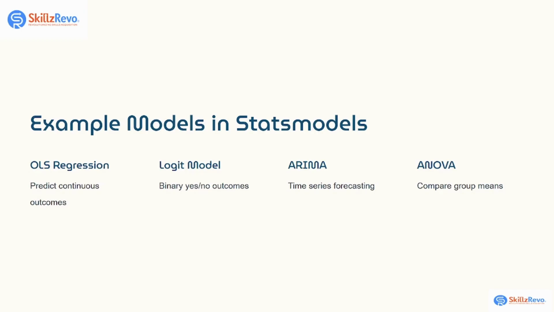Then there is analysis of variance, which is ANOVA, which helps us compare means across groups. The t-test and chi-square test are used for hypothesis testing and validating assumptions. And the best part is you don't just get results, you also get deep insight about each model, including p-values, standard errors, and the model fit statistics.